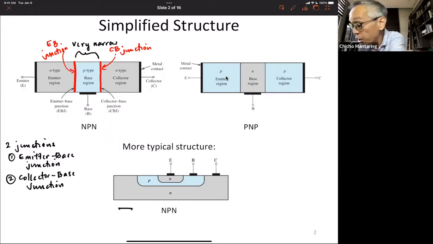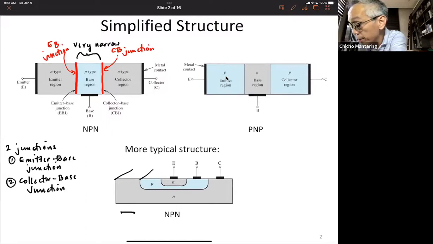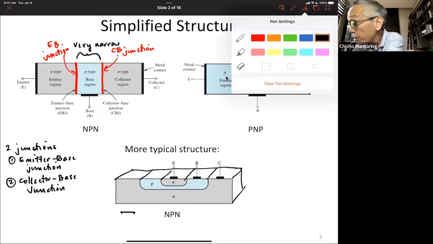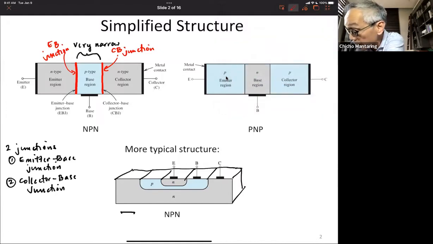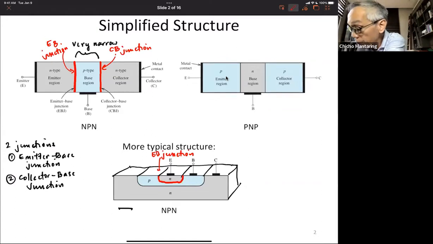If you take a look at the 3D view, it will look something like this. So this is your emitter region. This is your base region, which is larger than your emitter region. And this is your collector region, which is the largest region. And if you take a look at the junctions, this is your emitter-base junction, this is your EB junction, and this is your collector-base junction.